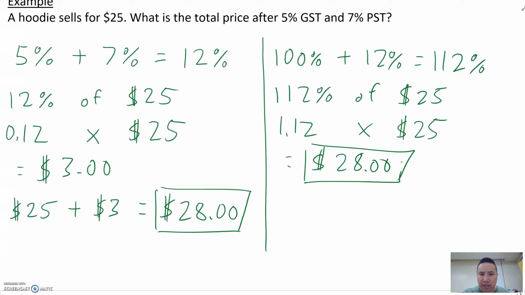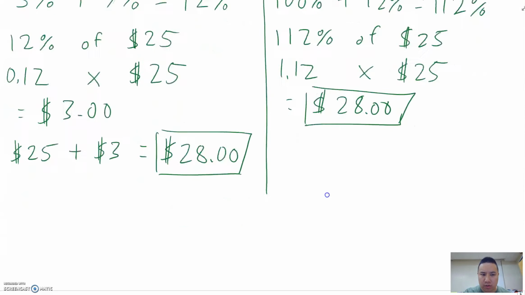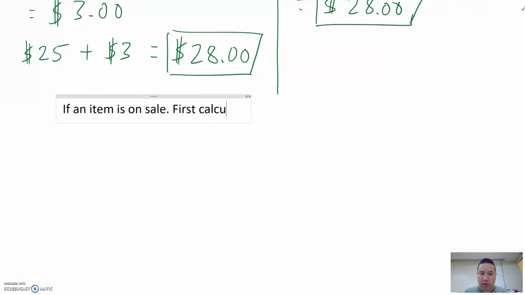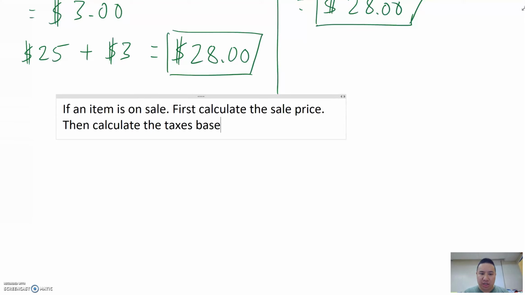All right. Let's move on. I'm going to make a quick little note here that if an item is on sale, first calculate the sale price, then calculate the taxes based on the new sale price.